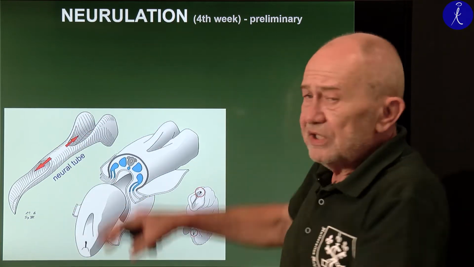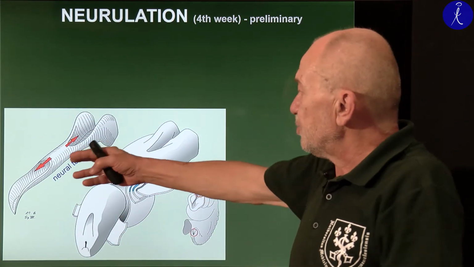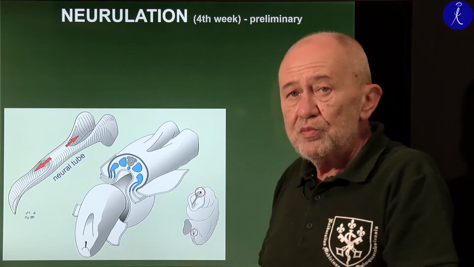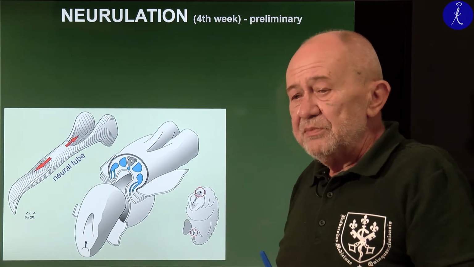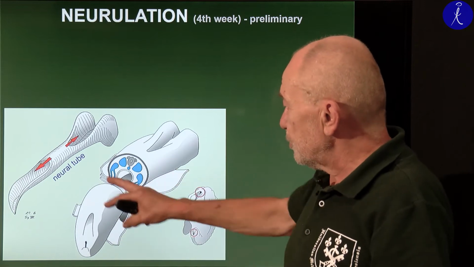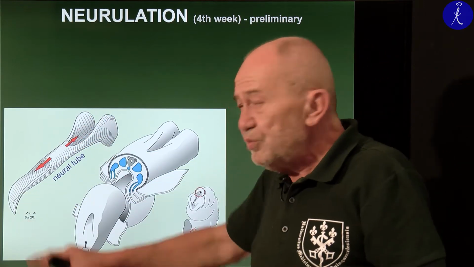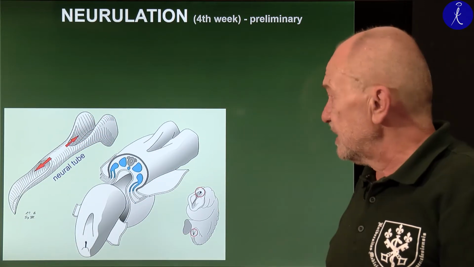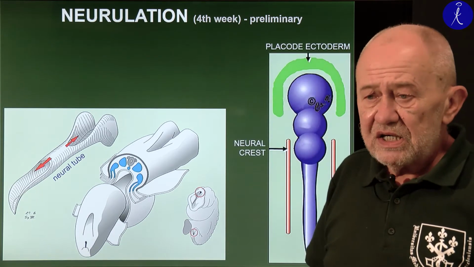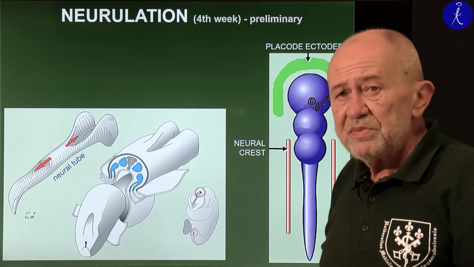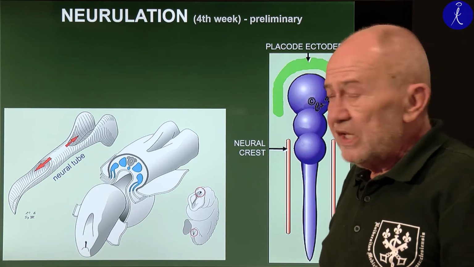Anteriorly and posteriorly, cranially and caudally, the process goes, and finally the tube becomes completely closed and completely separated from the surface ectoderm. So this tube is needed for the build-up of the central nervous system, but there are other important structures belonging to the ectoderm.